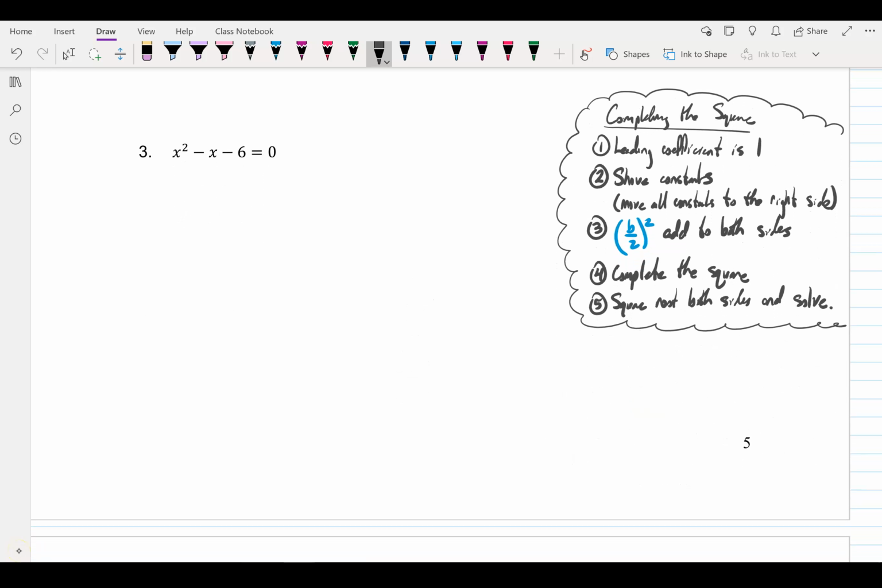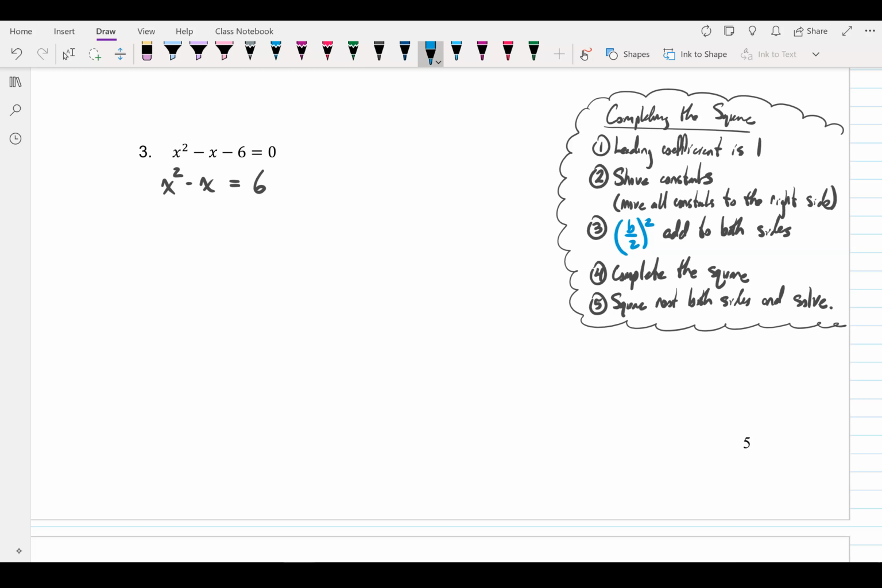So let's go step by step. Step 1, the leading coefficient must be 1. It is. There's a 1 here, whether we can see it or not. So we got a equals 1. We're good. Now, second step, shove the constants. Move all the constants to the right side. Okay, I can do that. X squared minus x equals 6. Third step, add b over 2 all squared to both sides.